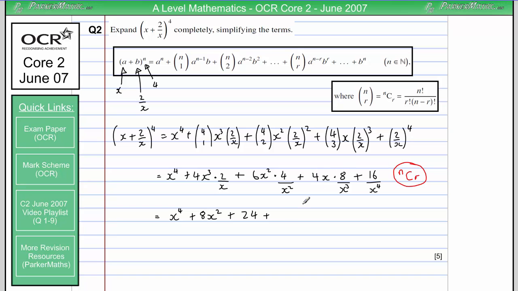For the next term, we've got 4 times 8, which is 32, and we've got x divided by x cubed, which is 1 over x squared, so 32 over x squared, and the last one can stay as it is, 16 over x to the power 4. So that's fully simplified now. That's our final answer.